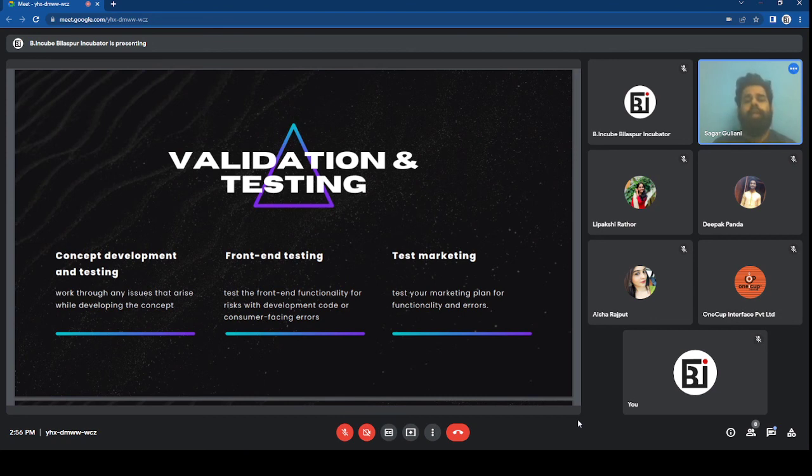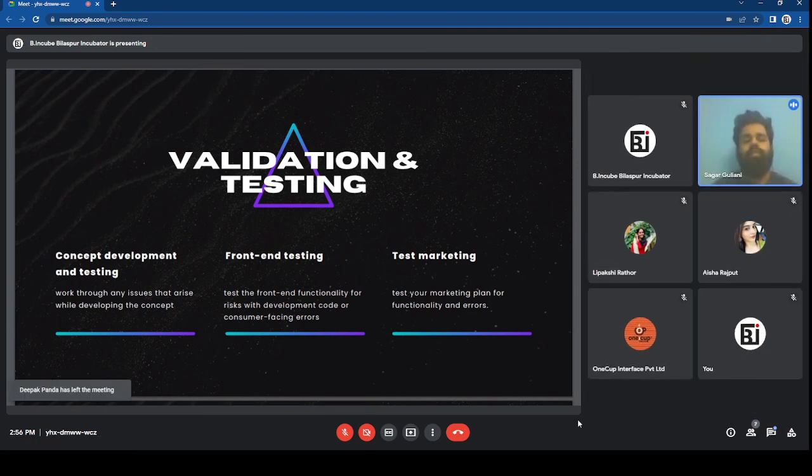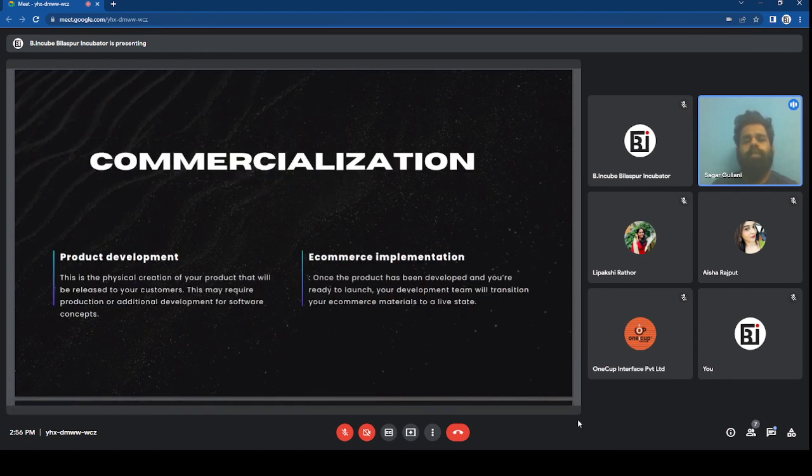to launch. When we have done with the validation and testing, then we are good to go with the commercialization process. Commercialization is basically the final product development of all the phases. Let's switch to the next slide. So this is the commercialization.